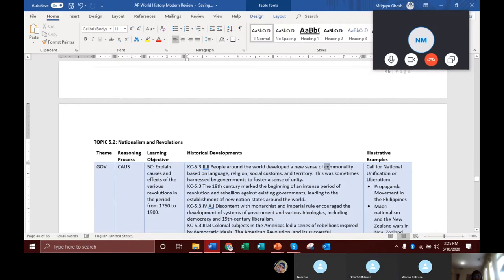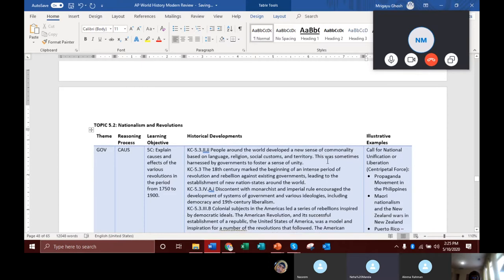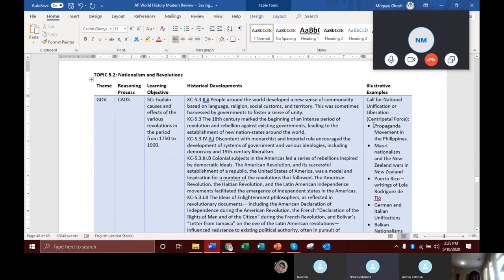Okay. New sense of commonality. We learned this was a centripetal force, which we learned about last year in AP Human Geography. Centripetal pulls it together, right? Yes. And centrifugal is what happens in a centrifuge, where we're separating and forcing away. Yes. Okay.